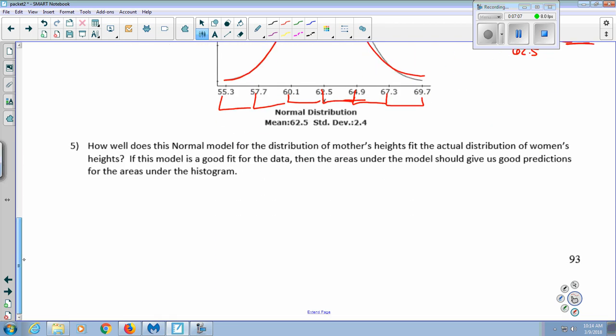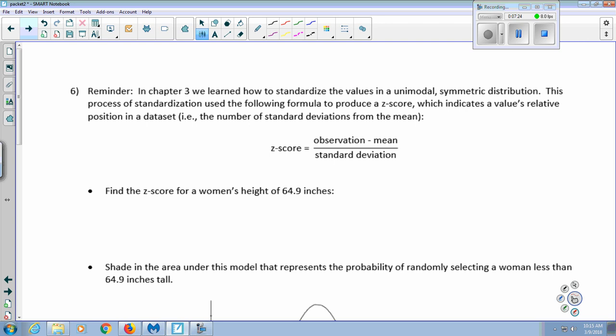So how well does this normal model do for the distribution of mothers' heights? If this model is a good fit for the data, then the area under the model should also give us a good prediction of the areas under the histogram.